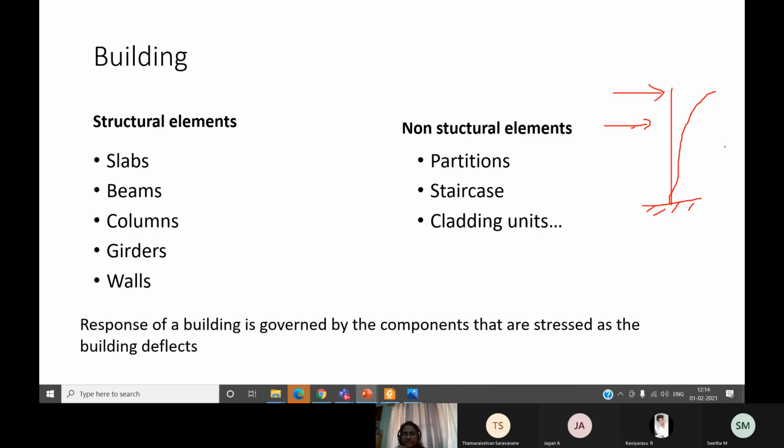Response, you know that when there is an external load acting on a building, the response is in the form of either a stress, shear force, or a bending moment, or a tensile force, or a compressive force, or some deflection or some rotation. So these are all the responses of the building for an external loading. That is governed by how each member is stressed as the building deflects. So that is what we are finding out in the analysis.